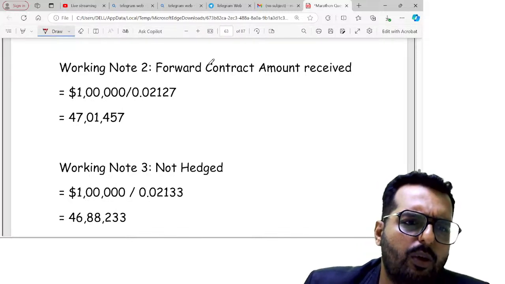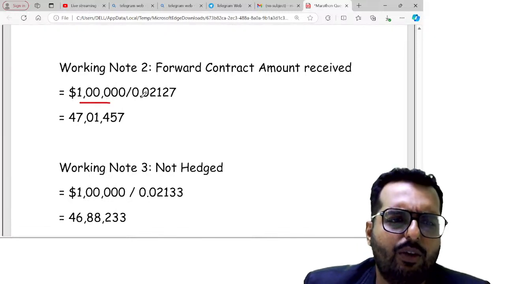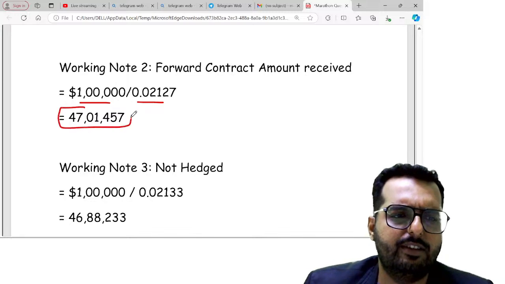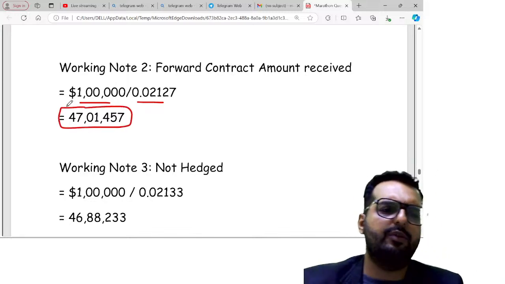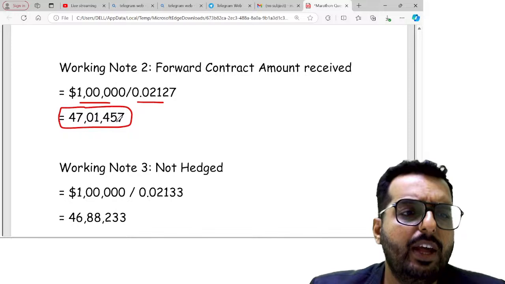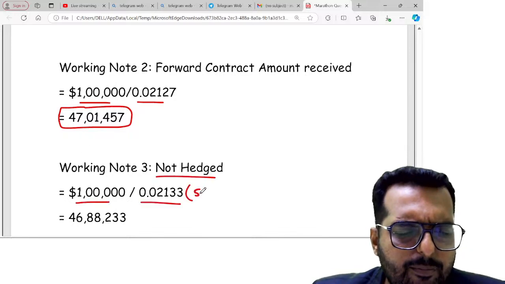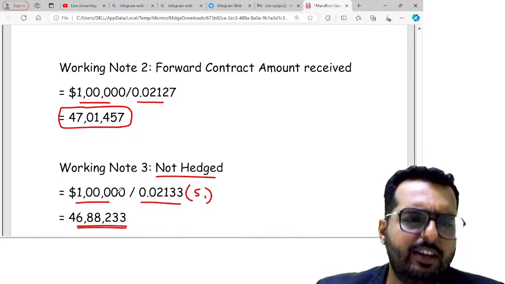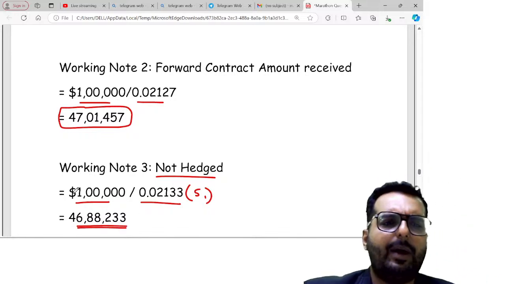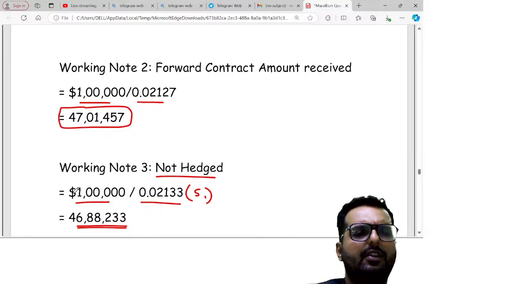So tell me, friends, how do you work out under a forward contract? 1 lakh dollar times forward rate, you get the answer as 47 lakh 1,457. Come on, write down this quickly. Same way, no hedging will be 1 lakh dollar divided by S1. So you get 46 lakhs 88,233. So these two parts are very easy. One is forward and the other one is no hedging.